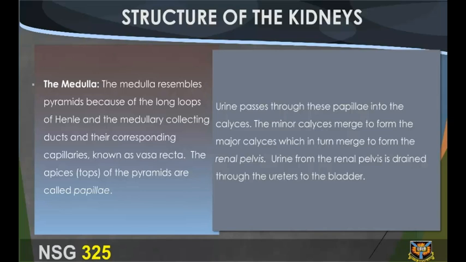The apices, or tops of the pyramids, are called papillae. Urine passes through these papillae into the calyces. The minor calyces merge to form the major calyces, which in turn merge to form the renal pelvis. Urine from the renal pelvis is drained through the ureters to the bladder.